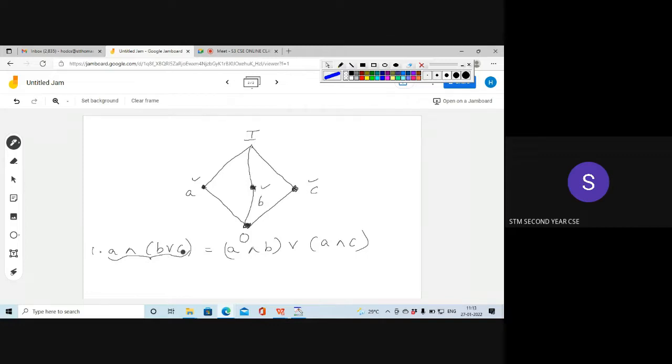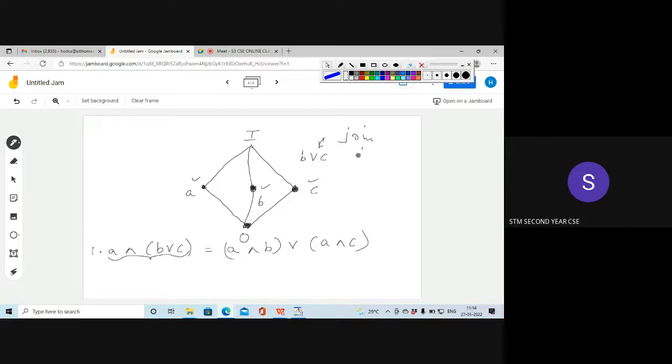Now what is B or C? B or C means what? Anyone? What is B or C here? What is OR? OR means join, isn't it? What is the join of B and C?